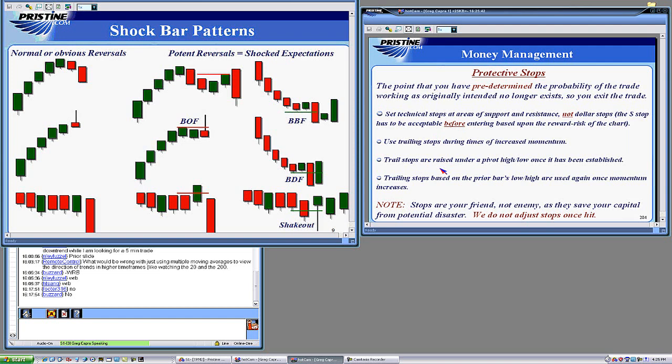Trailing stops the way we discussed in the trend section: trailing prior bars' lows for longs. Once a pivot low forms, we can raise our stop there, and if it continues to move higher and the momentum picks up, we start trailing prior bars' lows again. You're going to get stopped out. Stops happen. They save your money. You don't want to be experiencing huge losses.